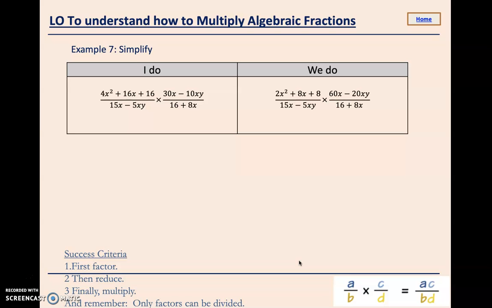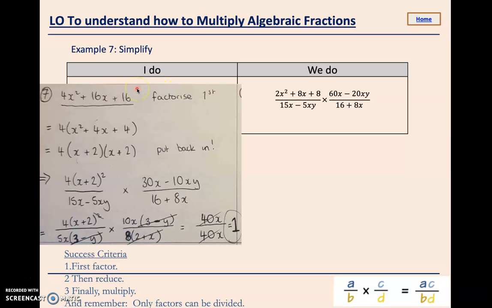Okay, so it's starting to get a little bit meatier. Now on the top, we have an x squared term, an x term, and a constant. So the first thing I would do is tackle factorising that, because we did that last lesson. So let's look at factorising that first.